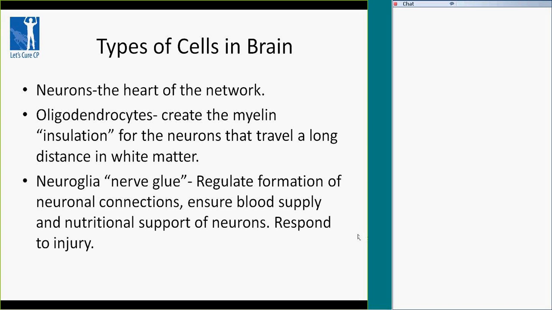And then, in addition to neurons and oligodendrocytes, you have the neuroglia, which basically handle everything else. They ensure the blood supply. Astrocytes are a type of neuroglia. They will actually open and close capillaries to control blood flow into the brain. They ensure nutritional support of the neurons, and they respond to injury. Let's go to the next slide, please.